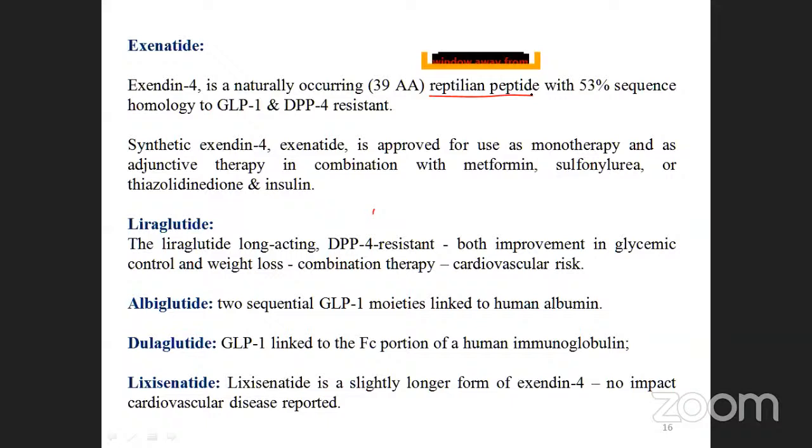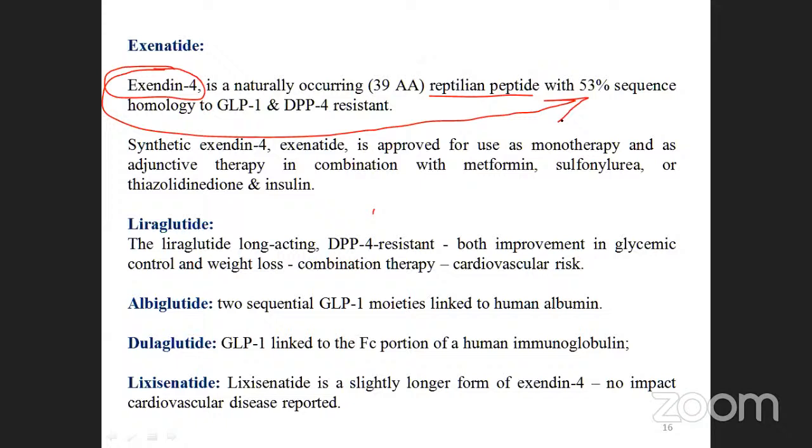So basically, we have these exendins, similar to GLP-1. Exendin is in very close proximity with GLP-1, with 53% sequence homology. Now that is important to understand. Exendin-4 is similar to GLP-1, but it is not available in humans. It is available in reptiles.